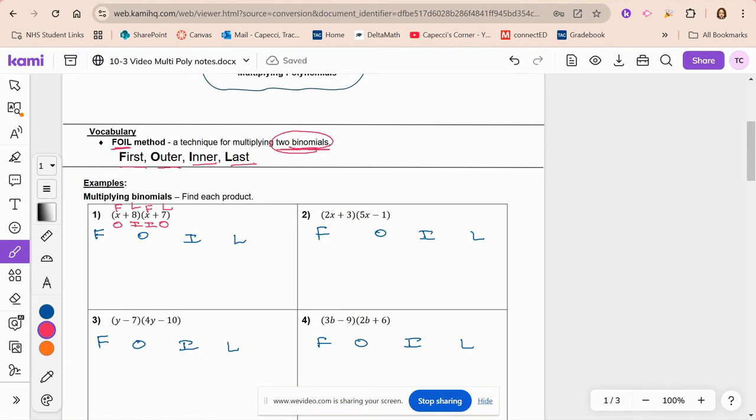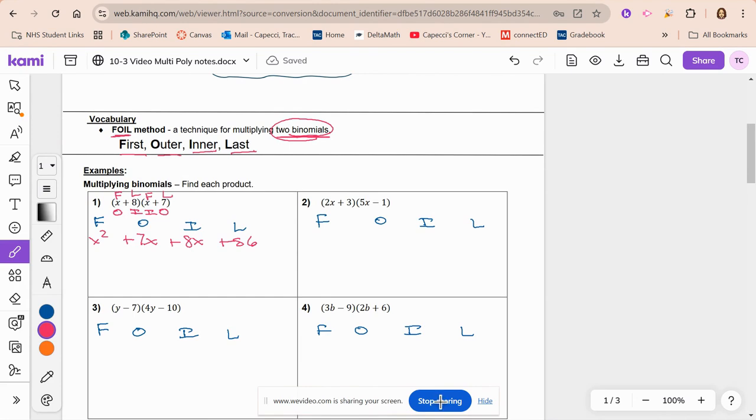So when I multiply my first term, I'm going to get x times x, which is x squared. My outside, I'm taking x times 7, which gives 7x. My inside, I'm getting 8 times x, which is 8x. And my last, I'm getting 8 times 7, which is 56. Now, the only thing I have to do to finish this up is to combine my like terms, which is right there. So I have x squared plus 15x plus 56, and that's my final answer.